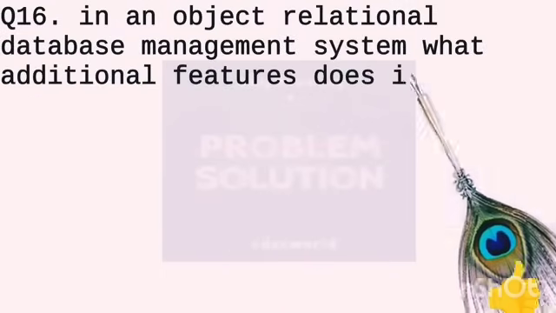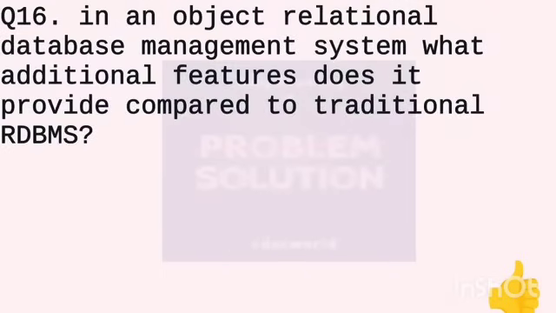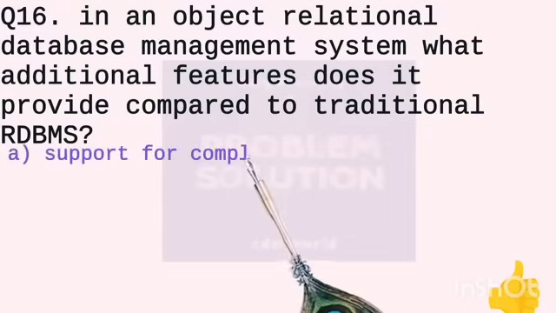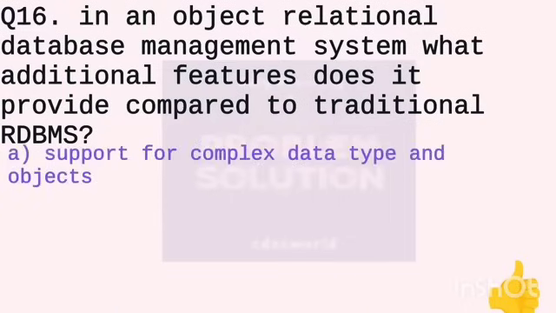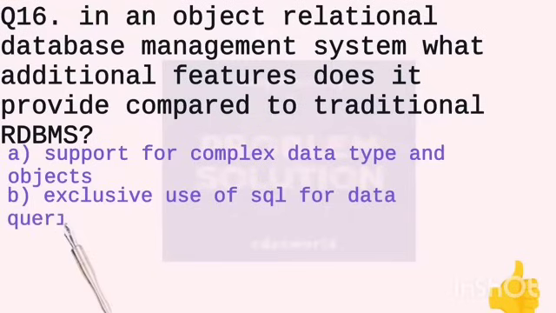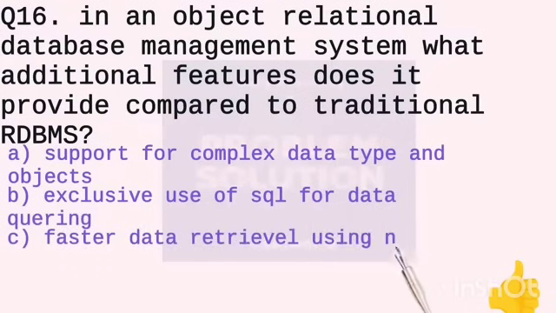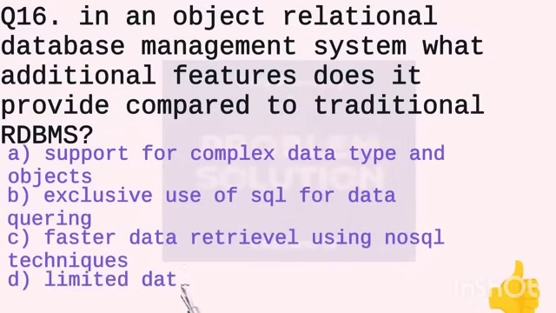Query number 16. In an object relational database management system, what additional feature does it provide compared to traditional RDBMS? Option A. Support for complex data types and objects. Option B. Exclusive use of SQL for database querying. Option C. Faster data retrieval using NoSQL techniques. Option D. Limited data storage capacity.